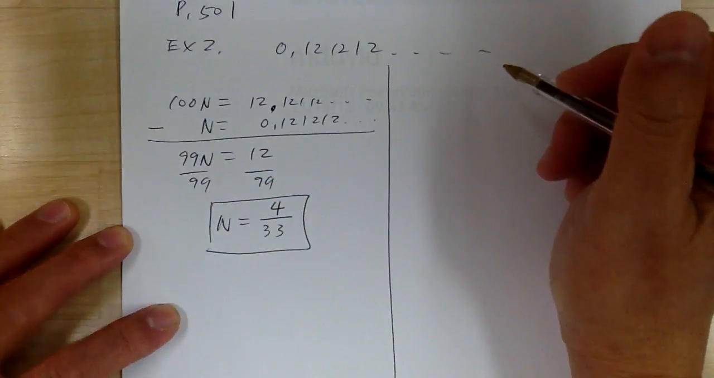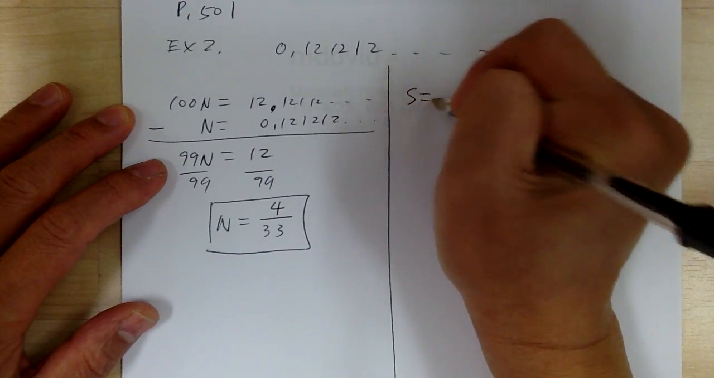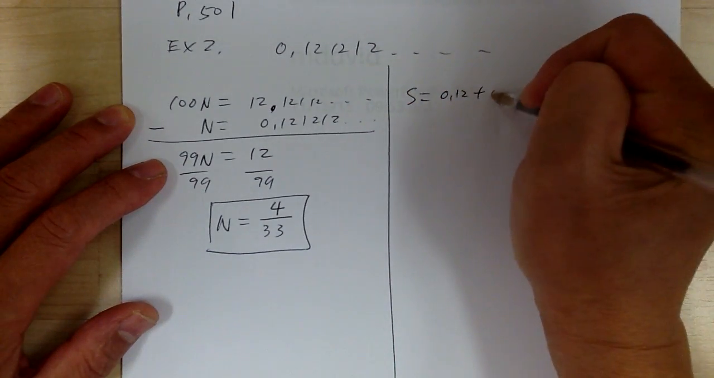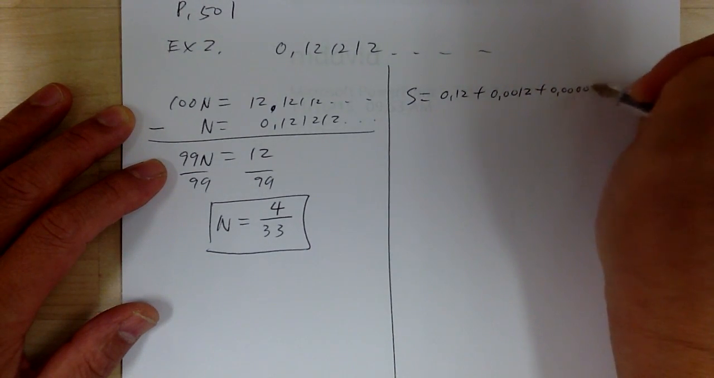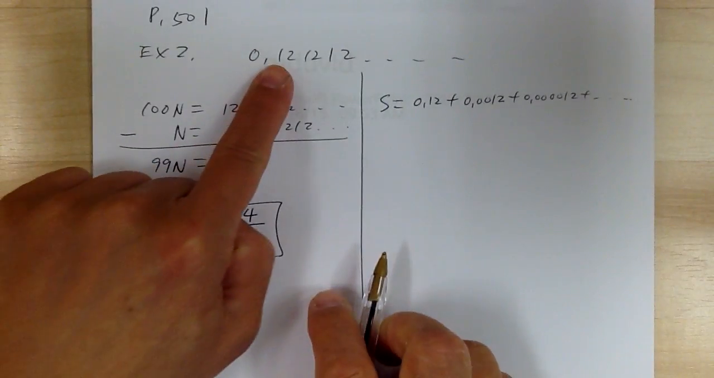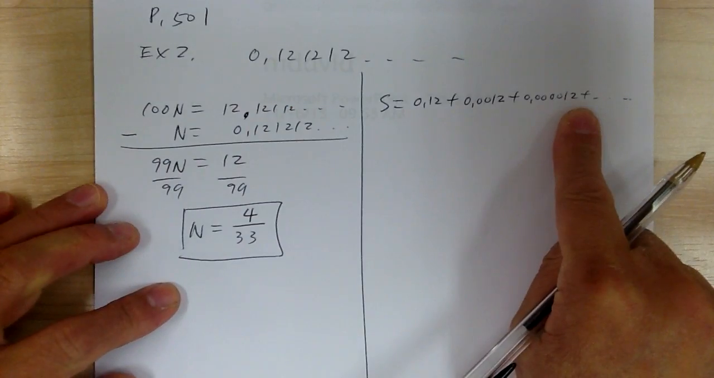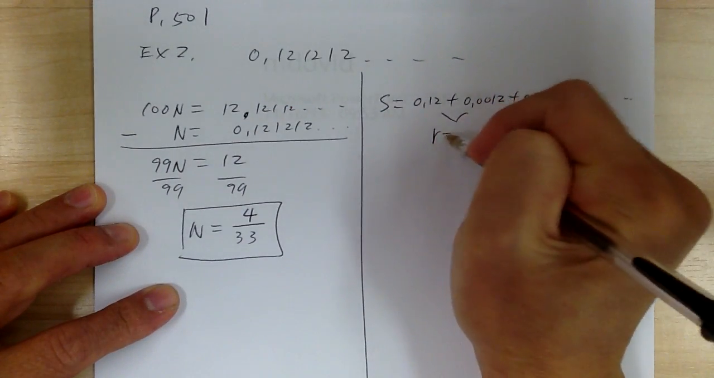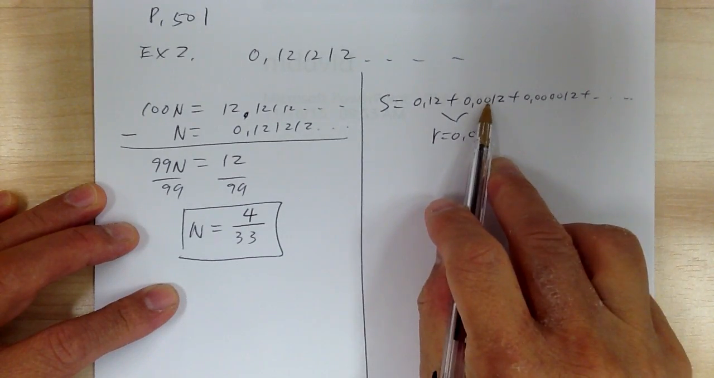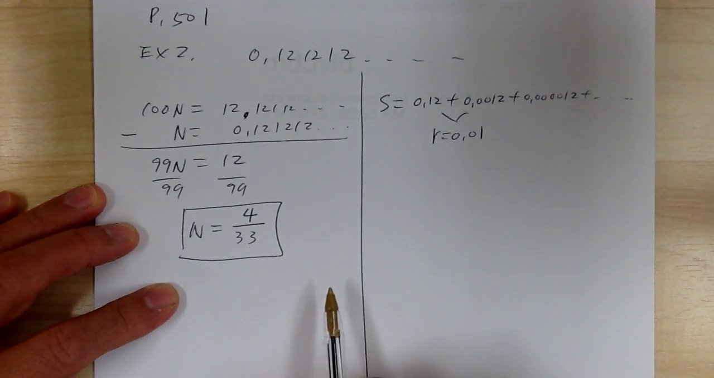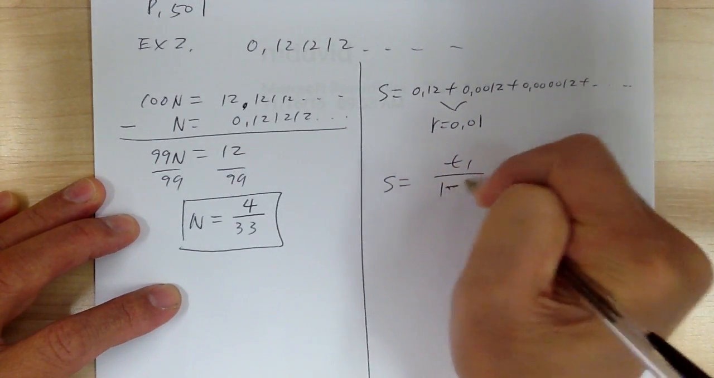Now if you use infinite series, you're going to write this as an infinite series first. So S equals 0.12 plus 0.0012 plus 0.000012 plus dot dot dot, right? So this is your first term, this is your second term, this is your third term, okay? And then from here, r equals 0.01, right? You can tell by there being 2 additional zeros. So that's 0.01.